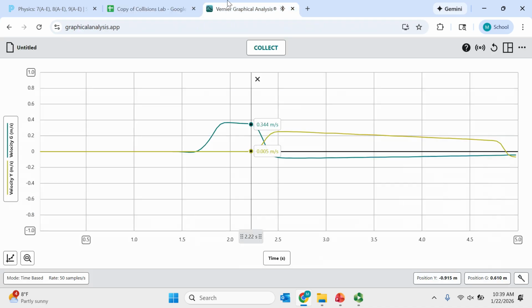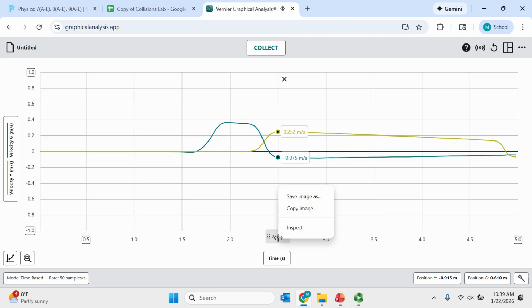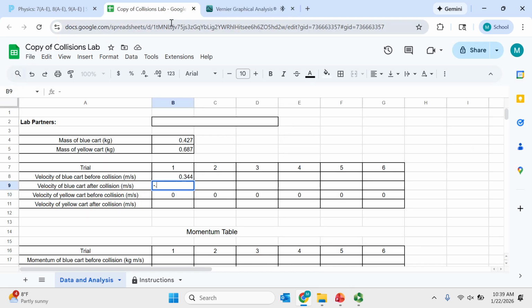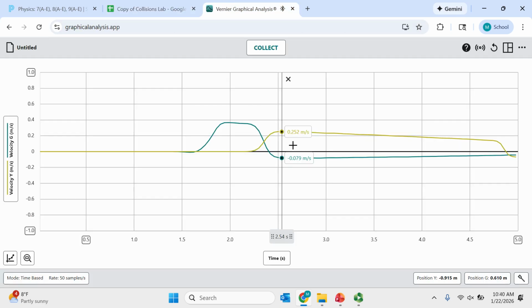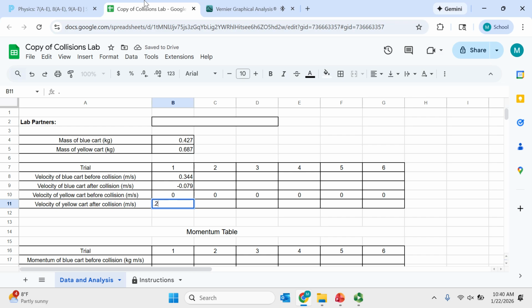And then the second thing you need to do is to figure out how fast the carts are moving after the collision. So here's the collision happening. Oops, sorry. It looks like right about in here is where the collision stops happening. So I could pick either one of these. Let's just pick that one there since the blue one changed a little bit more. So the blue cart afterwards is moving negative 0.079. And then my yellow cart's moving 0.252. And so that's how I collect the velocity data for this lab.